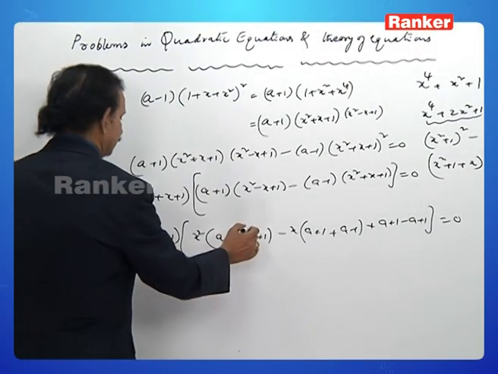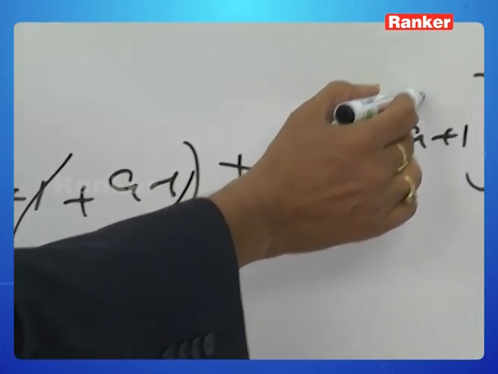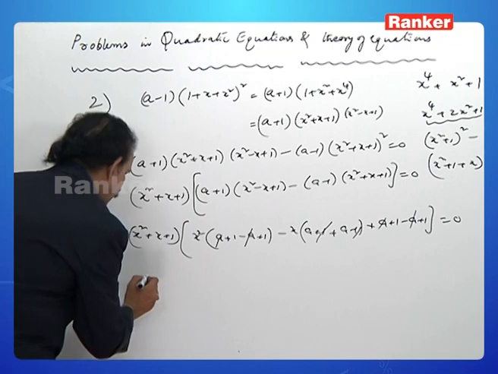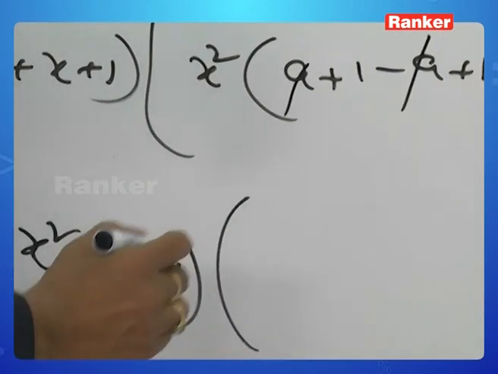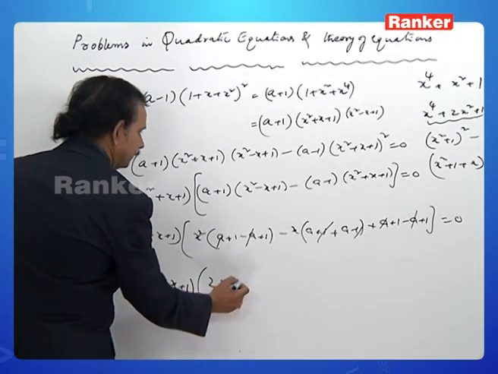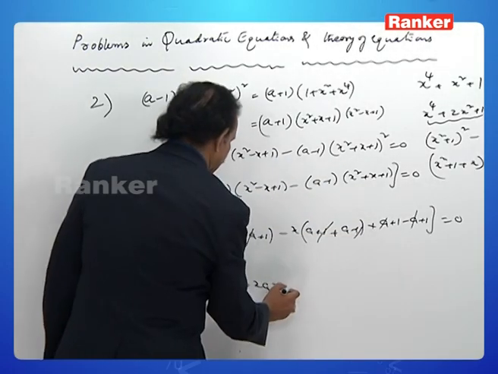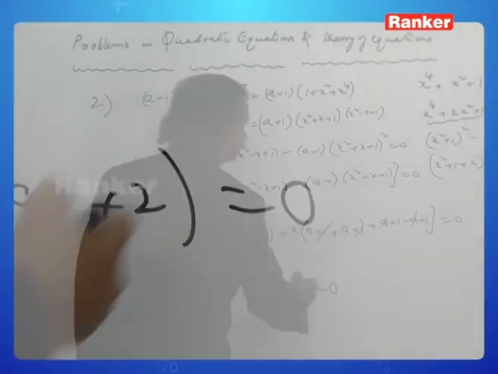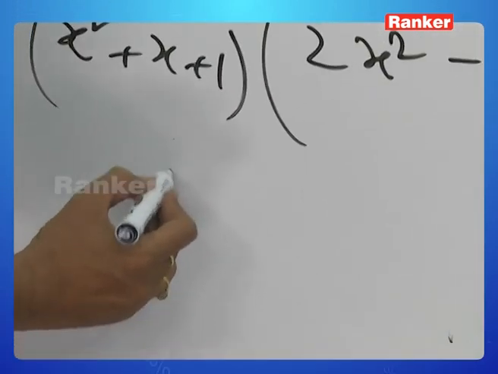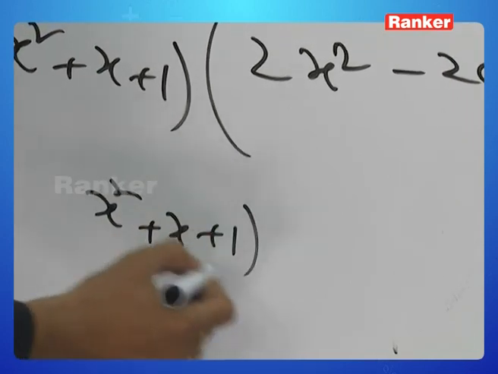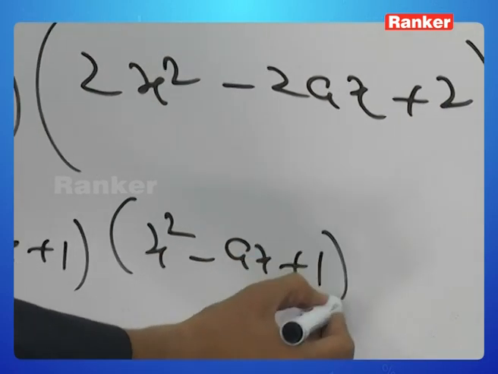What is going to happen? Here a will be cancelled, here 1 will be cancelled, here a will be cancelled. What is going to happen? x square plus x plus 1 into (1 plus 1, 2x square, minus 2ax, plus 1 plus 1, that is 2) is equal to 0. So this equation can again be written as (x square plus x plus 1) into (x square minus ax plus 1) is equal to 0.